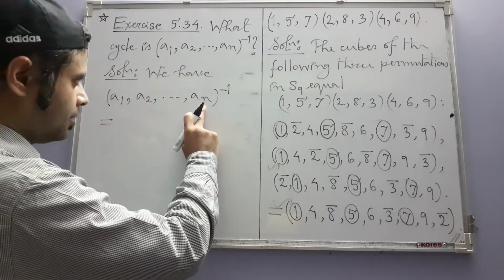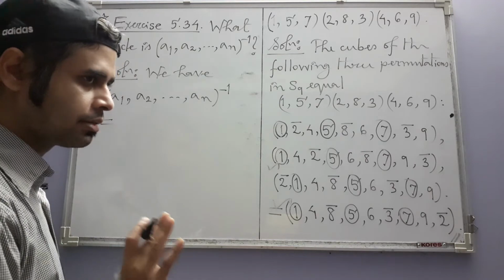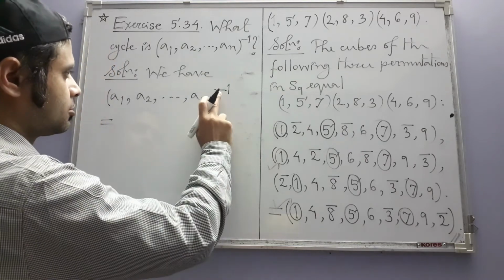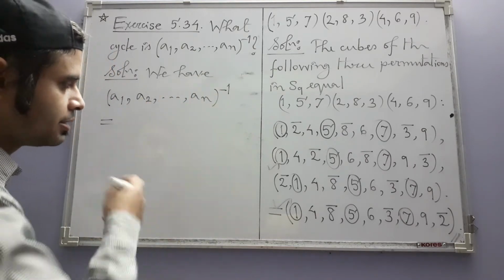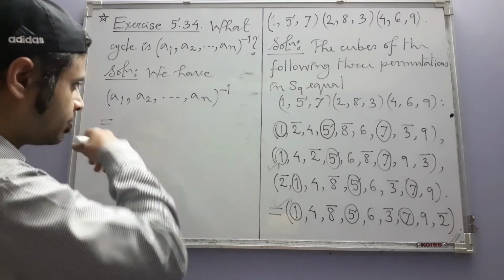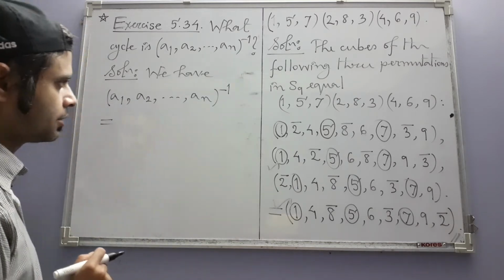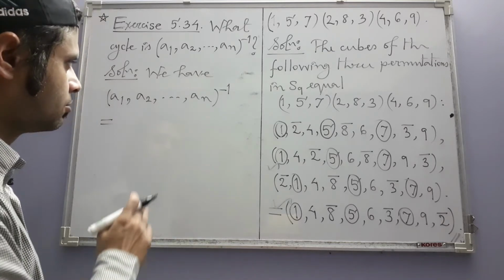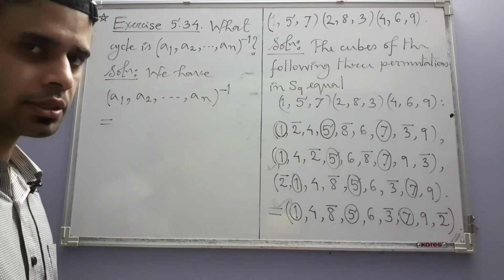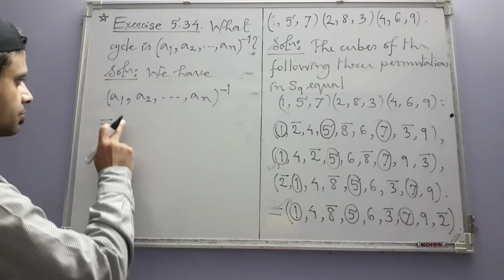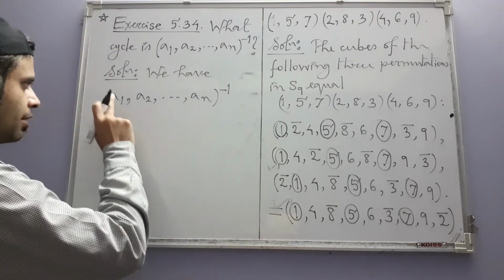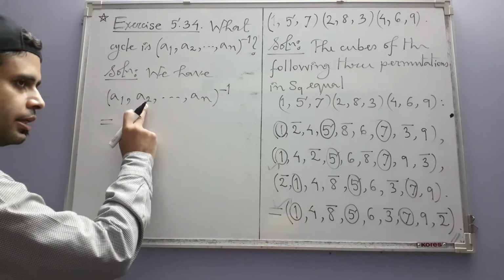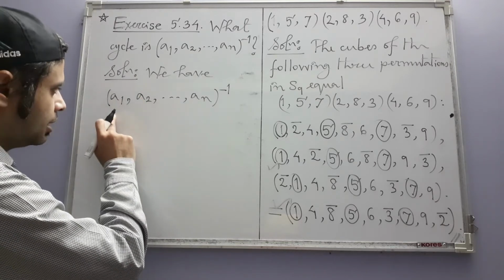The n cycle is a permutation, so that means it's a function. So it has an inverse because it's a bijective function, it's a permutation. What will that inverse be? That inverse will do the exact opposite thing to what the original function is doing. For example, the original cycle maps A1 to A2. So the inverse will map A2 to A1.